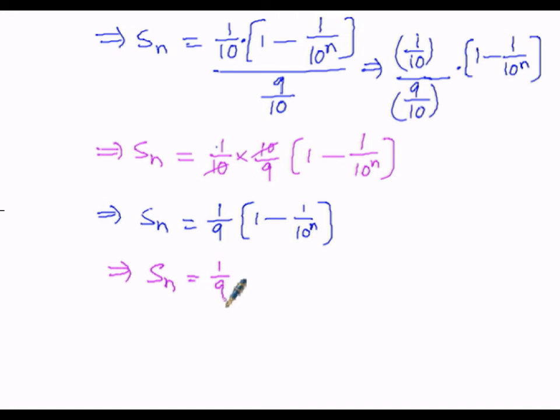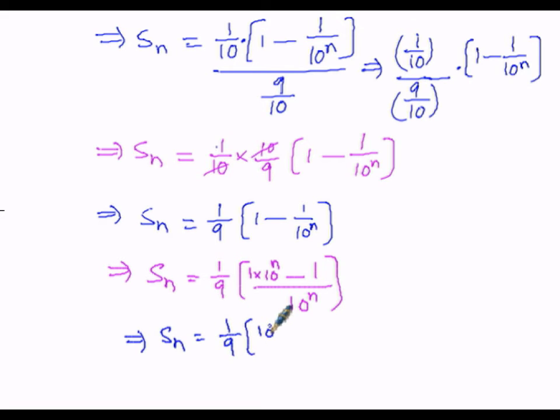When we take the LCM here, the LCM will be 10 to the power of n. When we cross multiply, because there is no denominator, it will be 1. So when the denominator is 1, we can cross multiply directly. So 1 into 10 to the power of n minus, 10 to the power of n and 10 to the power of n get cancelled, there is only 1. So in this manner, S of n is equal to 1 by 9 into 10 power n minus 1 overall, divided by 10 power n.